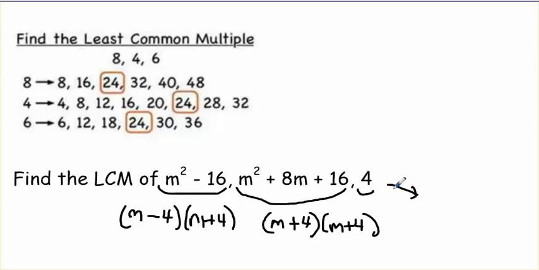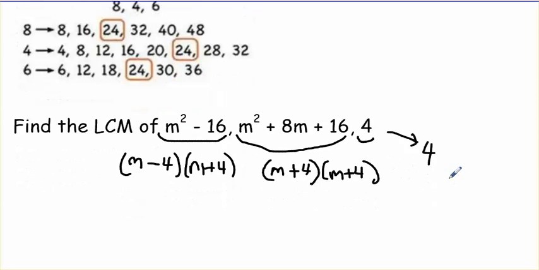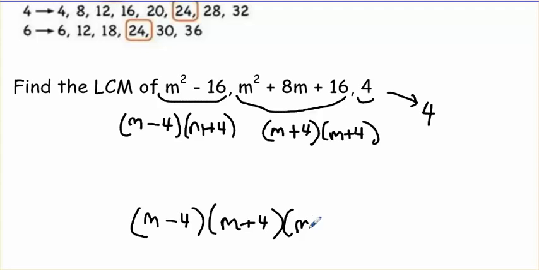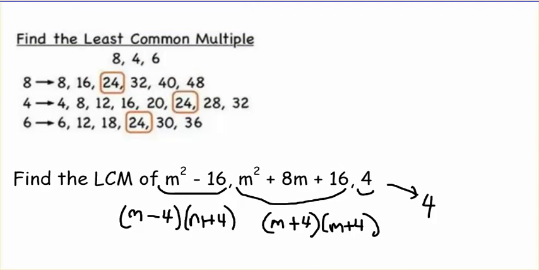And so to find the place where they all start to have the same multiple, it's going to be the smallest one that they all have in common. So I'm going to have an m minus 4, because I've got to have that part in here. I'm going to have an m plus 4, and I've got to have it twice because there's 2 of them there. And I'm going to have 4. So that's the first time that they'll all have a common multiple. It's really the same thing that we did up here.